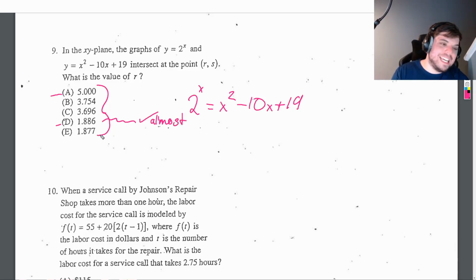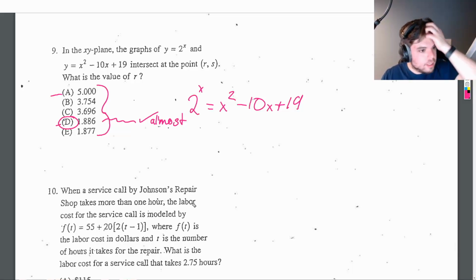And then I tried E, and it was not as close. Somewhat close, but not as close. So therefore, D is the best answer given these 5. I mean, you could also probably just use your graphing calculator if you'd like and find the point of intersection. That would be fine too.